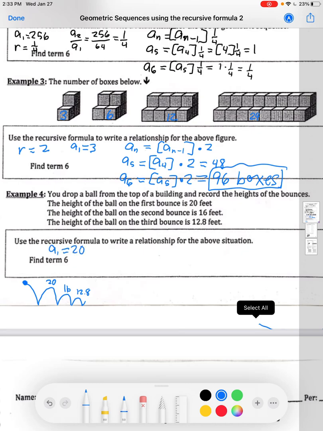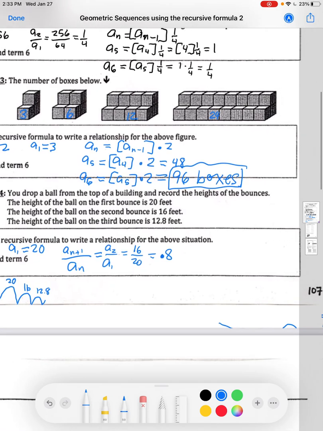That's the first bounce. From there, to me, it's not immediately obvious what our R value or what we're multiplying by is. So let's go ahead and use our little formula again of A of n plus 1 over A of n, which becomes A2 over A1, which in this case would be 16 over 20. We could do that math, and let's write this as a decimal as opposed to a fraction this time, and get 0.8. It doesn't matter whether you use a decimal or a fraction. I just know most students prefer decimals.